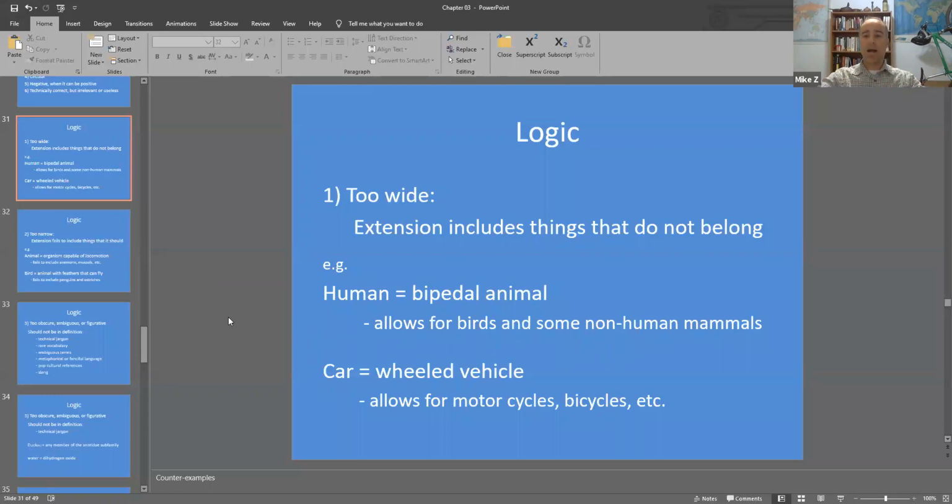And so this is too wide. It's including way too many things in the extension of the term, things that don't belong in the extension of human. Similarly, if you define a car as a wheeled vehicle, well, that's getting close, but it includes too many things. It includes things that are wheeled vehicles but are not cars, like motorcycles, bicycles, and a wide variety of other things that are indeed wheeled vehicles, but they don't really belong in the extension of cars. So that's too wide of a definition.